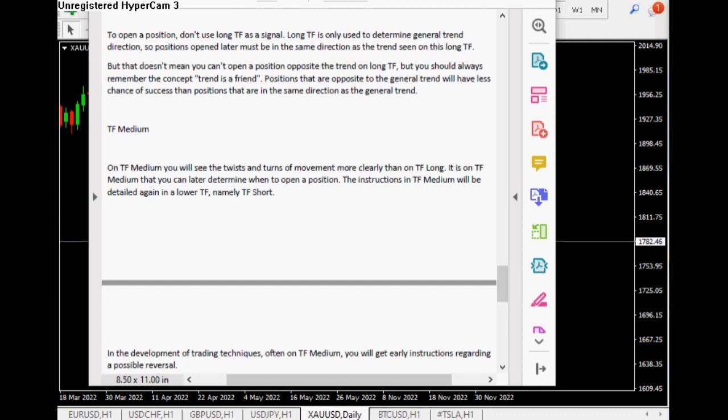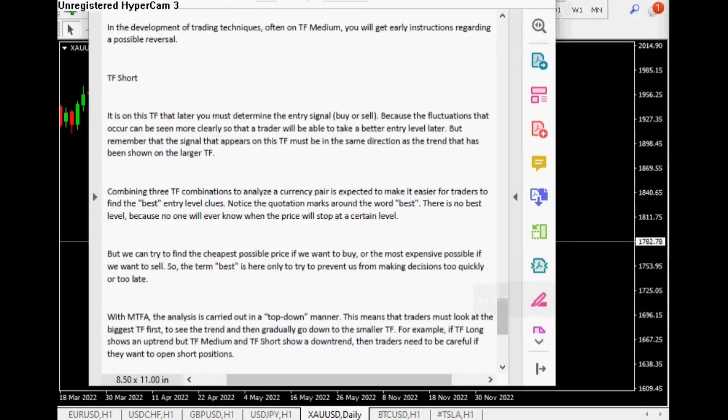TF medium. On TF medium you will see the twists and turns of movement more clearly than on TF long. It is on TF medium that you can later determine when to open a position. The instructions in TF medium will be detailed again in a lower TF, namely the development of trading techniques. Often on TF medium you will get early instructions regarding a possible reversal.